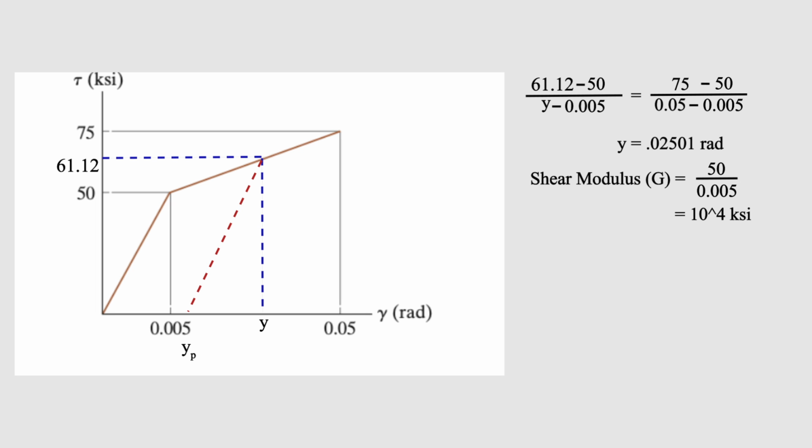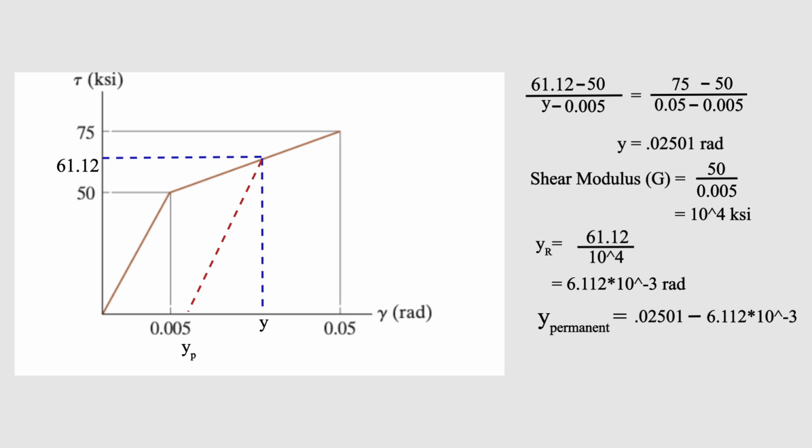So once we find the shear modulus, we're then able to solve for the shear strain for recovery, which is given as the value we found back in the very first part, which is the shear stress over the shear modulus. So it'll be 61.12 KSI over 10^4 KSI, which then results as 6.112 times 10^-3 radians. Finally, the permanent set of the shear strain after the force is removed: gamma permanent is equal to gamma minus gamma sub r, which is equal to 0.0189 radians.